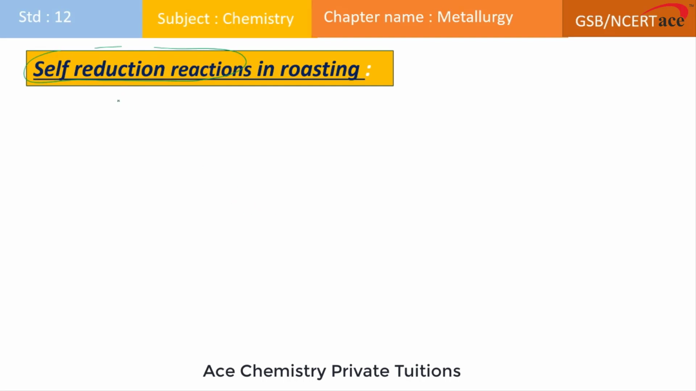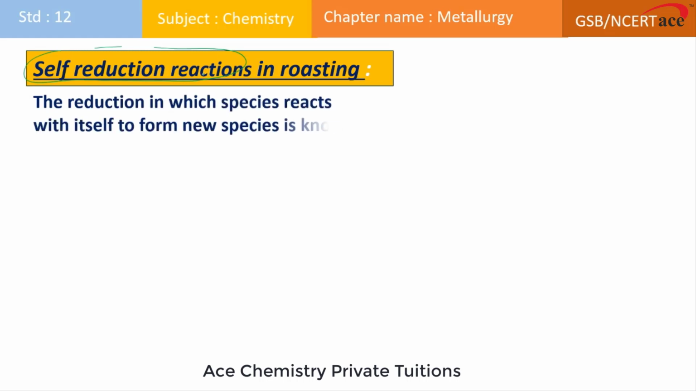When you say self-reduction reaction, for some metals, let us understand what self-reduction reactions are. In science, we can say it is a reduction in which a species reacts with itself. The product which is formed in roasting starts reacting with itself to form a new species. For example, in the extraction of copper metal, student, copper is obtained in the form of this ore, where sulphur is associated with copper, where the charge of the copper is 1+. So it is called copper 1 sulphide or cuprous sulphide.